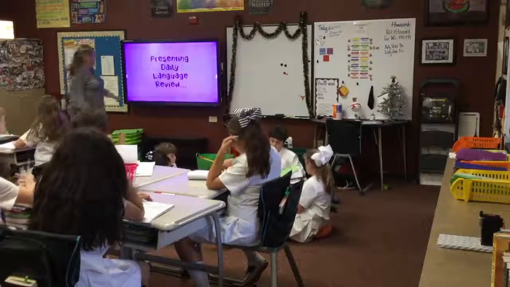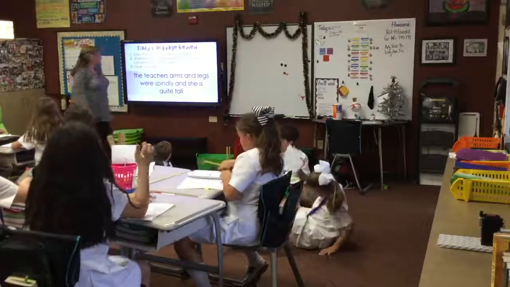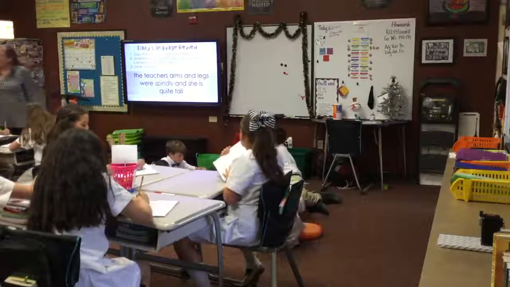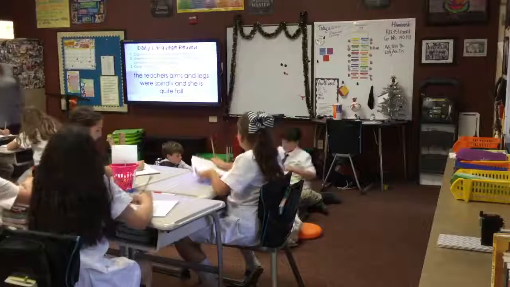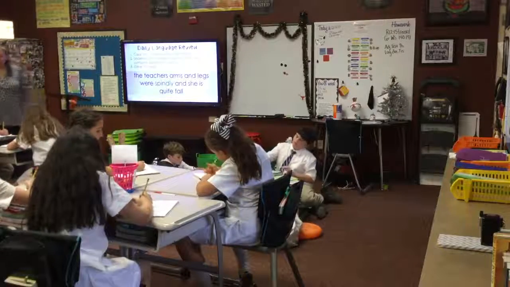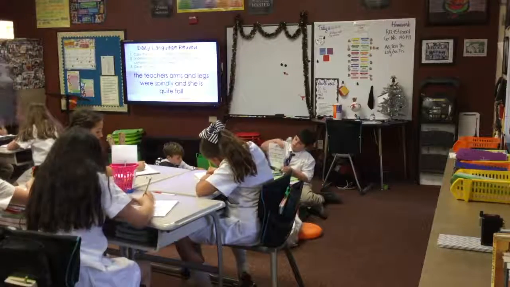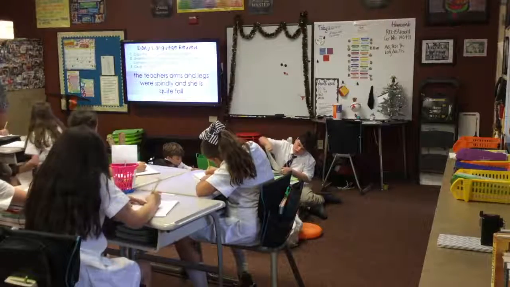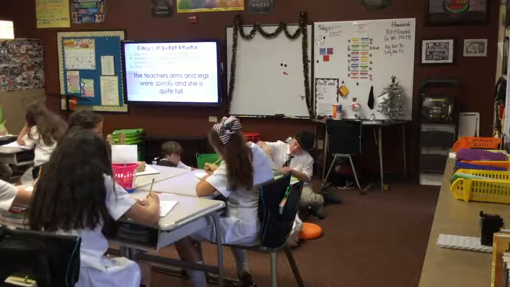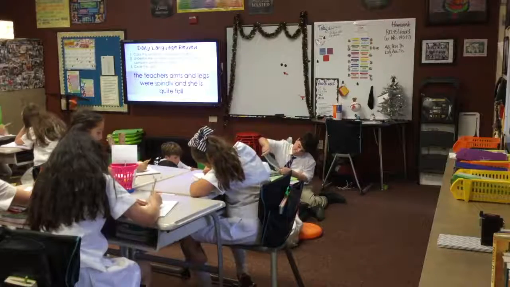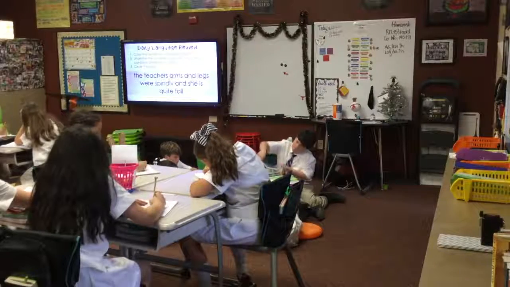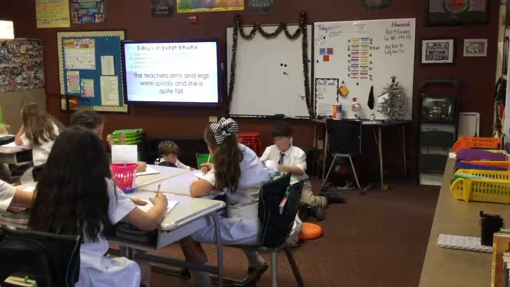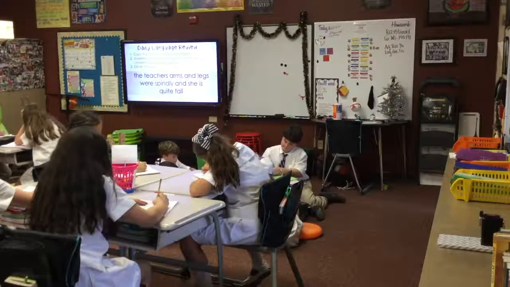Today's sentence: the teacher's arms and legs were spindly, and she is quite tall. You should write that sentence correctly, correct any mistakes you notice. Go back through when you're finished and underline the complete subject or subjects once, complete predicate or predicates twice, and then circle verbs.